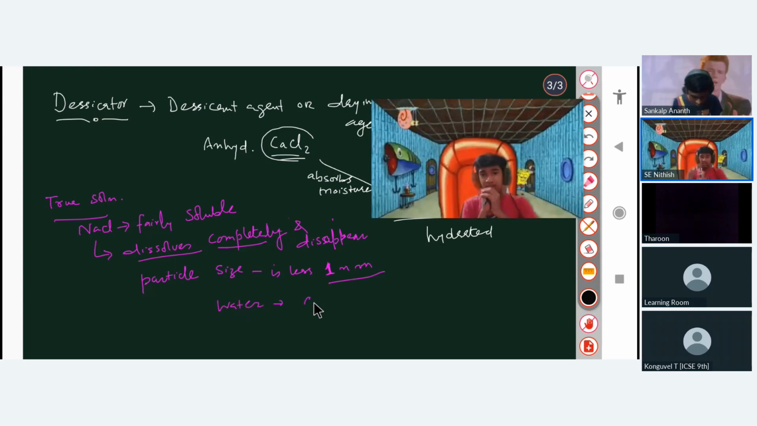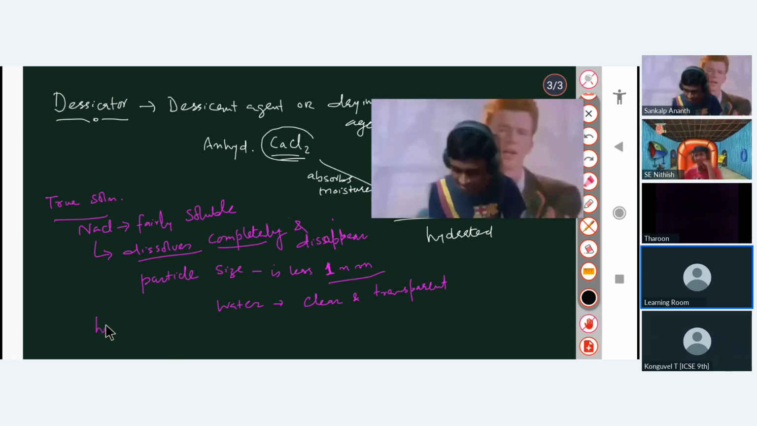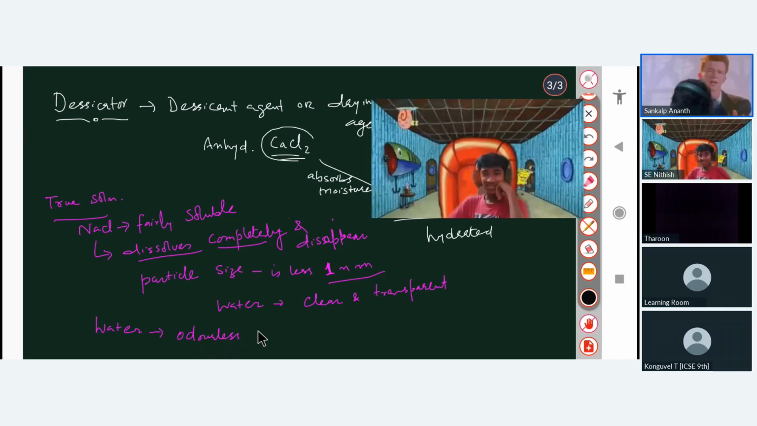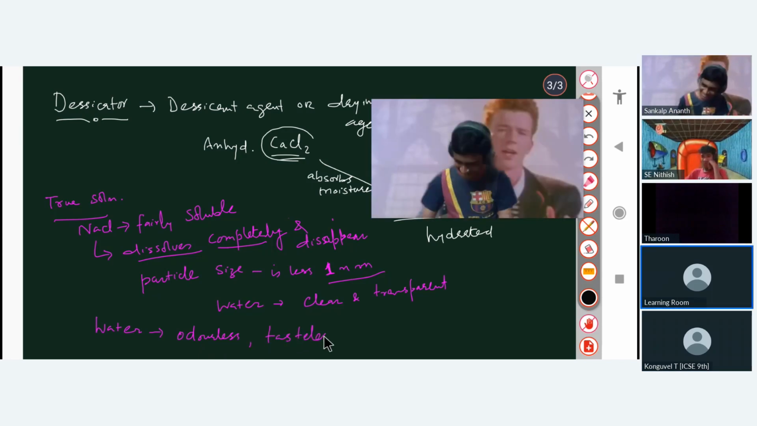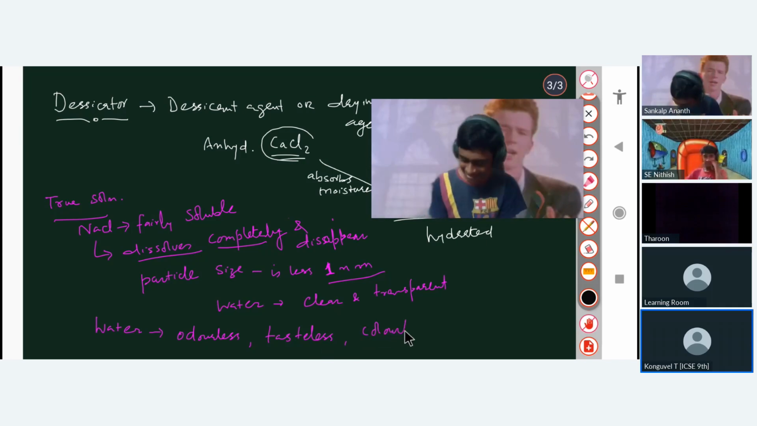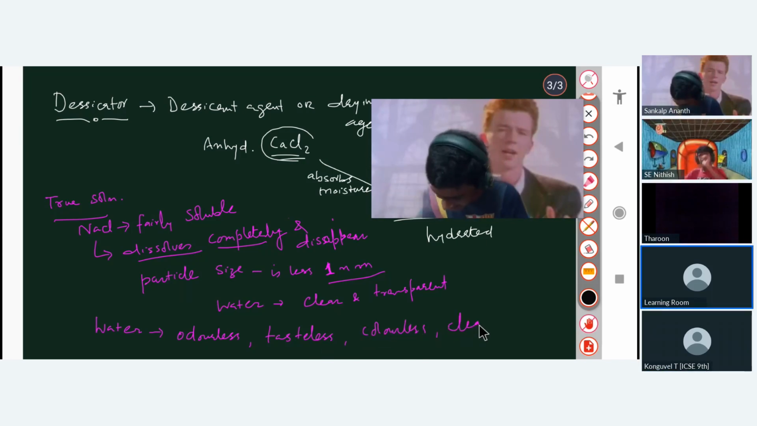How should the reason be written? The reason should be like this: whenever we have water soluble substances such as NaCl, they dissolve completely in water and disappear. So the water retains its property. What is its property? Water is always clear and transparent, because the particle size is very small. Water is odorless, tasteless, colorless, clear and transparent, isn't it?